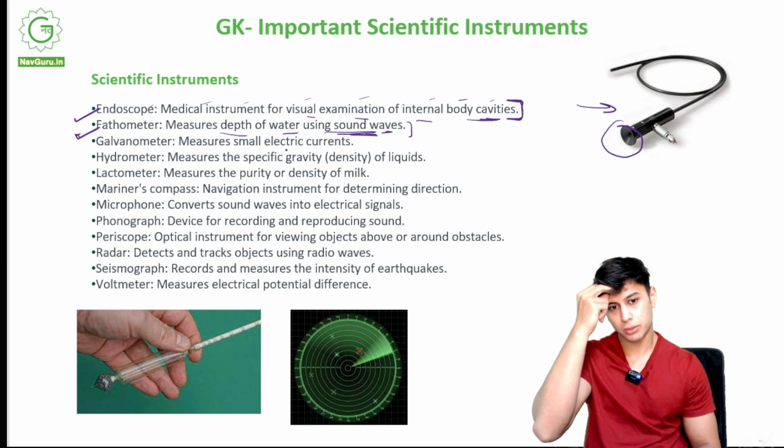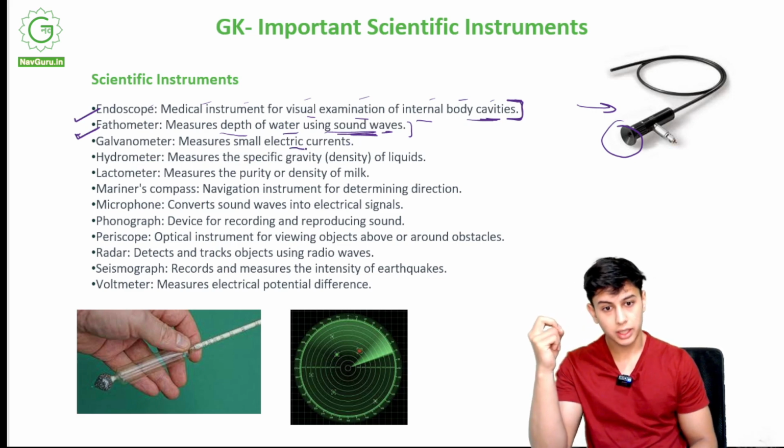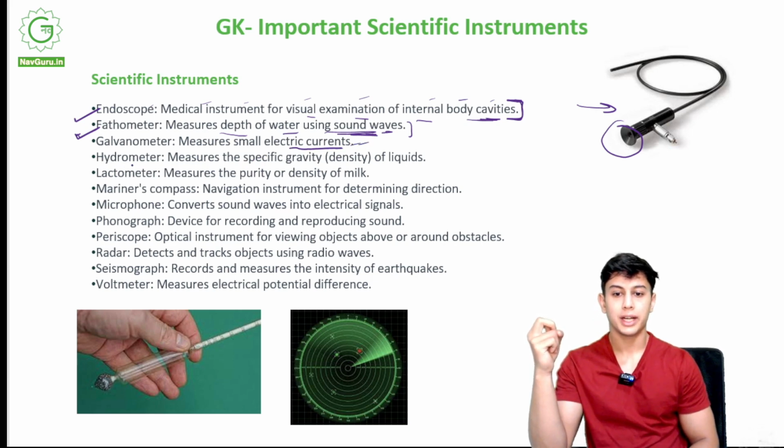Galvanometer measures small electric currents. Okay, so it will measure small electric currents. Hydrometer, what is a hydrometer? Measures the specific gravity of liquids. Specific gravity of liquids is a hydrometer.